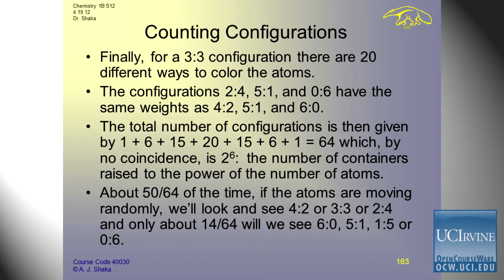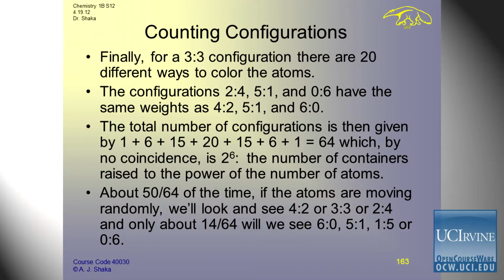And 50 out of 64 of those times, if the atoms are moving randomly, we'll look and see that 4 in one and 2 in the other, or 3 in one and 3 in the other. Because what I'm doing is adding the 20. So remember, 20 corresponded to 3 and 3, right? So 3 and 3, plus the chances to see 4 and 2. So 4 and 2, that was 15, right? So 4 and 2, 15. 3 and 3, that's 20. And 2 and 4, which is another 15. That's how many, right? That's the sum. 4 and 2, 15. 15, 30, 50. 50 out of 64 times, I'm going to see one of these.